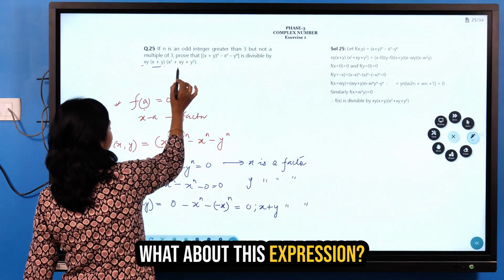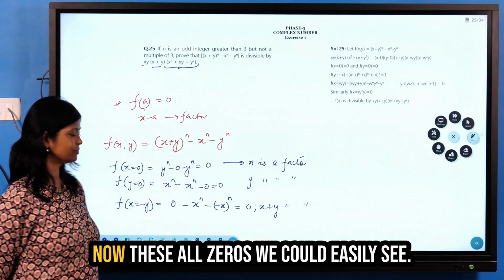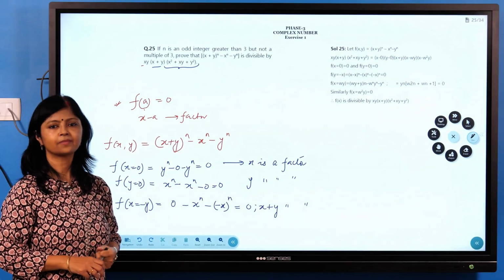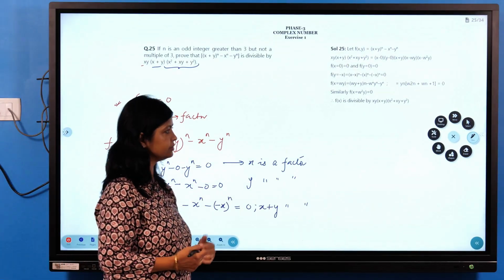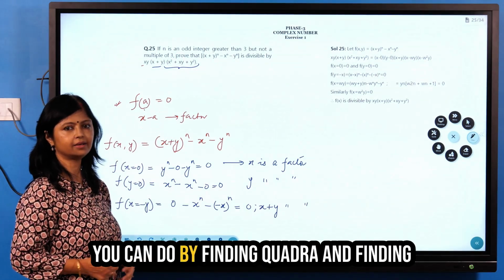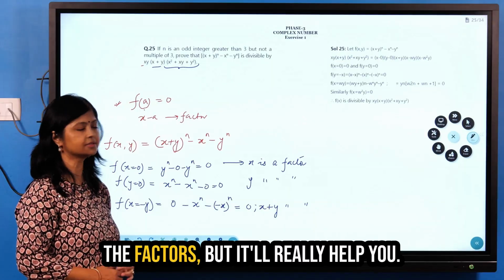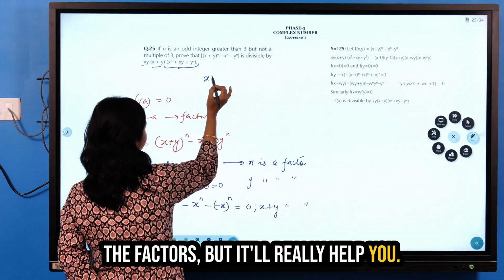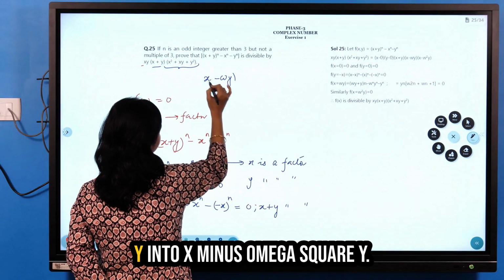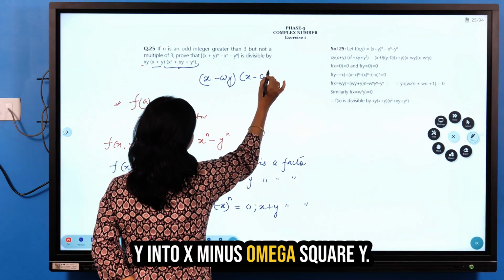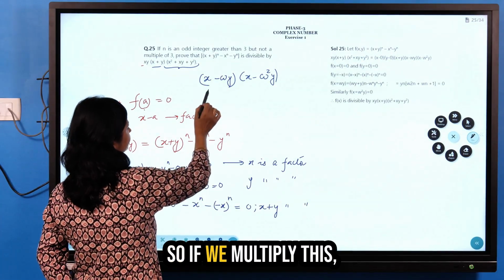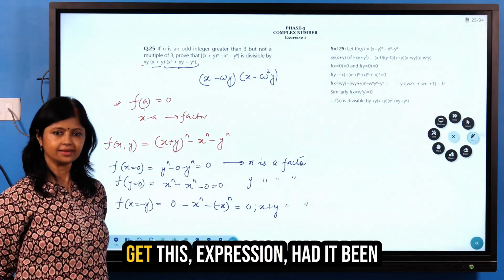What about this expression? Now, these zeros we could easily see. What about this expression? We have to remember, you can do it by finding the quadratic and finding the factors, but it will really help you if you remember this is (x minus omega y) into (x minus omega square y). Yes, it is the same omega, cube root of unity. If we multiply this, we are always going to get this expression.